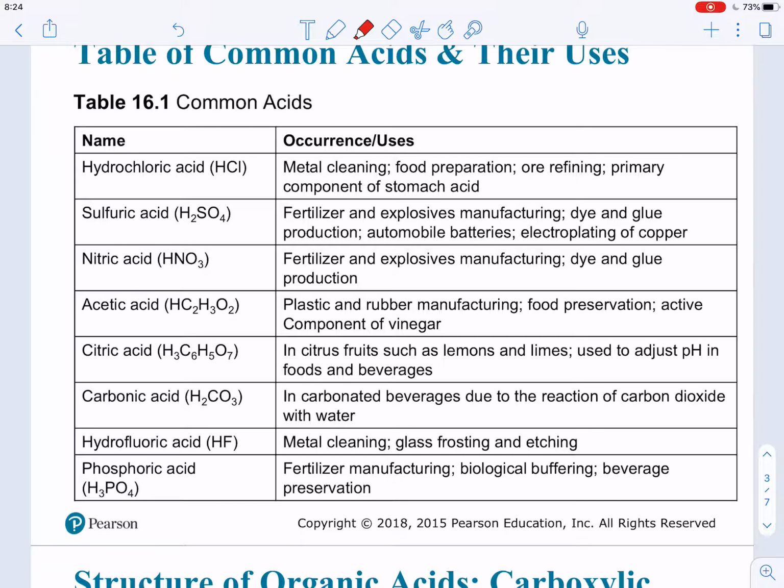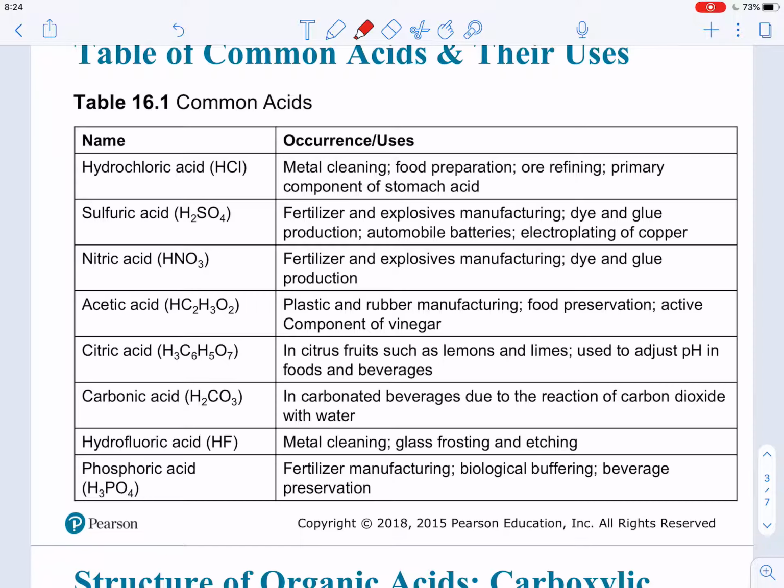Sulfuric acid is another common acid. Nitric, acetic acid, and carbonic acid are ones that you are very familiar with. For example, who doesn't like a balsamic vinaigrette on your salad? So that's acetic acid there, not in high concentration, but enough to give it that particular taste. The carbonic acid is the one that, if you like soda drinks, is all over the place. So these are common acids that you might be exposed to.